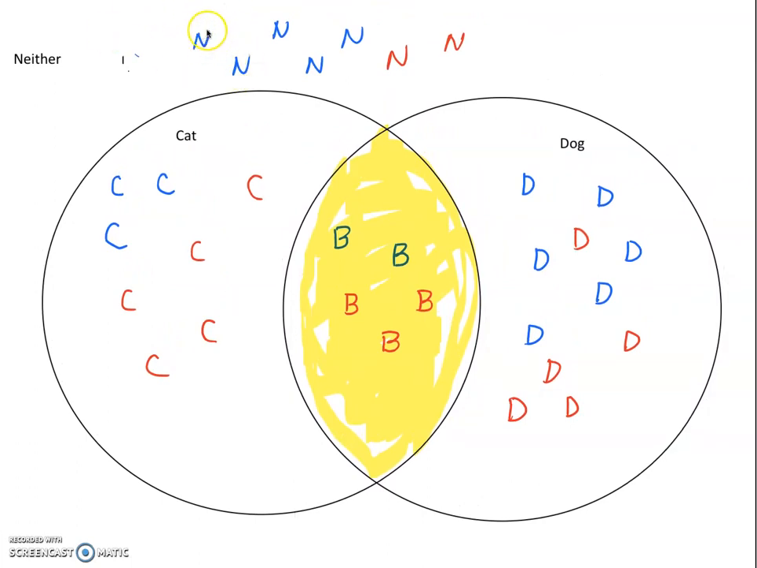So let's see, we have, and I'm going to put a little check mark by each one because otherwise I might count something twice. So 1, 2, 3, 4, 5, 6, 7, 8, 9, 10, 11, 12, 13, 14, 15, 16, 17, 18, 19, 20, 21, 22, 23, 24, 25, 26, 27, 28, 29, 30, 31.